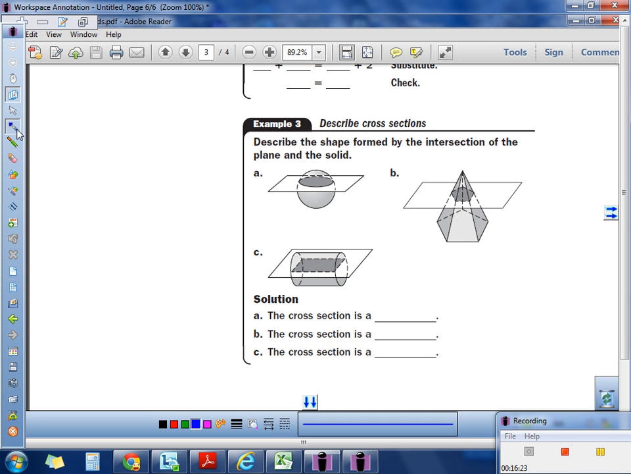So we have to describe what shape is this one right here on A. It's a circle. From this perspective, it kind of looks like an ellipse, but it's actually a circle. I think this one on part B is pretty easy too. What shape is that? Pentagon. And then this last one, that's a rectangle. Some people like these. They think it's easy.